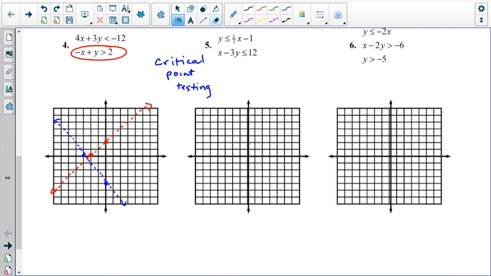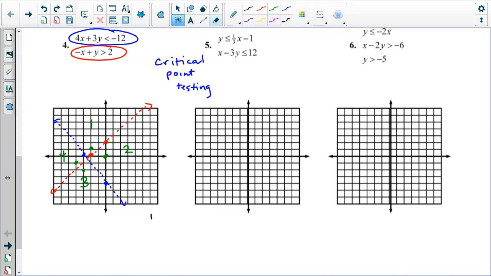So critical point testing takes a point in each of the 4 regions of the graph: a region to the top, a region to the right, a region to the bottom, and a region to the left. I'm going to take a point from each region that is clearly not on any line, substitute that point into each of these 2 equations up here, and figure out whether that point meets both criteria. If that point meets both criteria, then I have a winner.